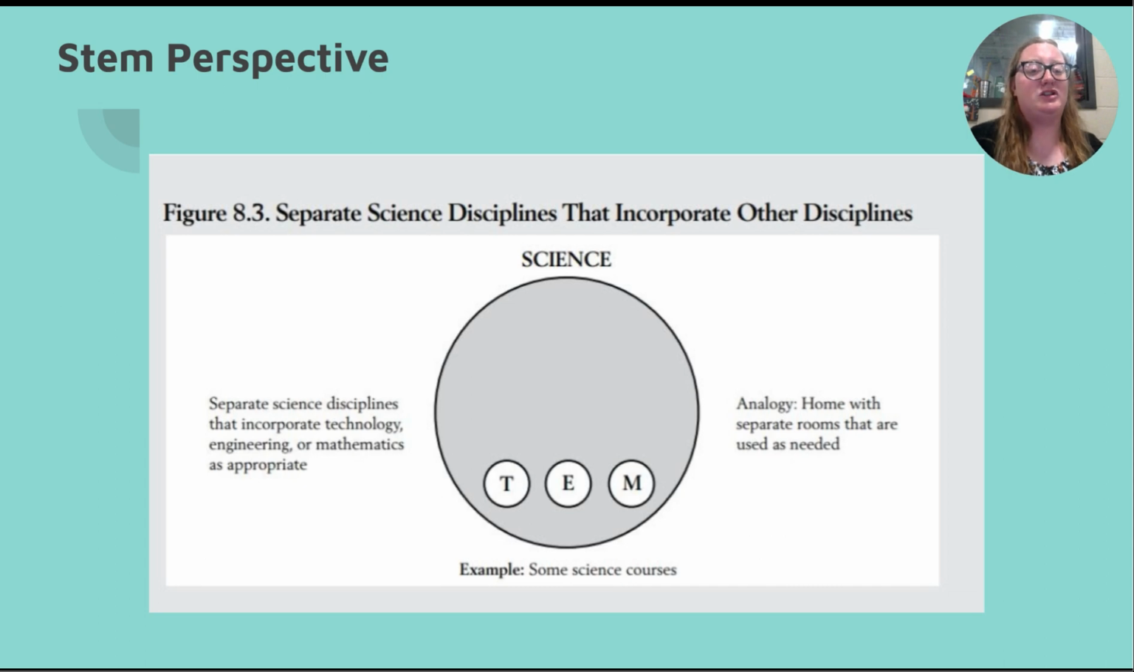I do like the analogy that they provide, a home with separate rooms that are used when needed. I don't do engineering every day in my class. I don't do technology every day. I don't do mathematics every day. I still stay in the wheelhouse of science as we talk about animal anatomy, and I'm pulling in those objects or those topics as needed to help sustain the students' engagement as well as understanding of the content material.